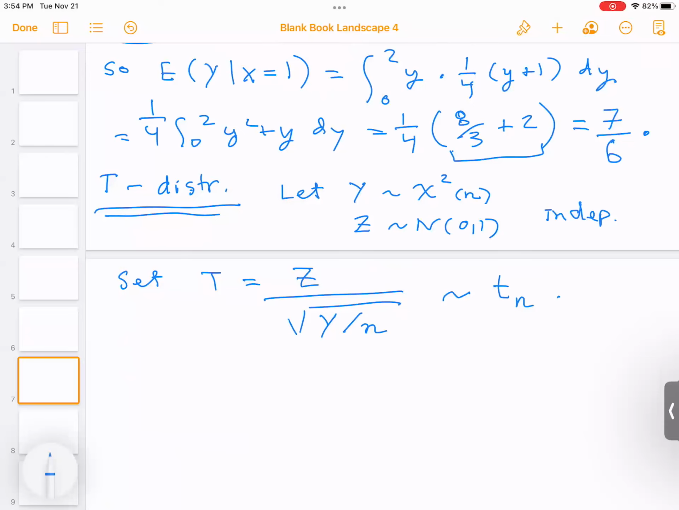There is this result that if n gets big, and y is just the sum of n independent standard normals squared, then what should this approach in the limit as n goes to infinity?